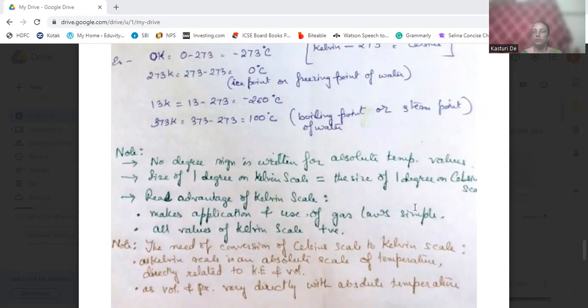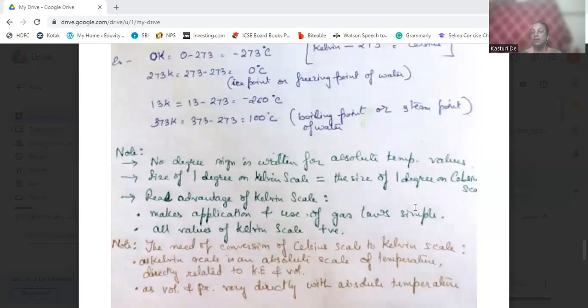So conversion is very easy, that is, we can know how much the temperature has increased, what its kinetic energy will be, and its direct relationship with it. The conversion of Kelvin to some other scale is not required. Temperature conversion is not required, as volume and pressure vary directly with absolute temperature.